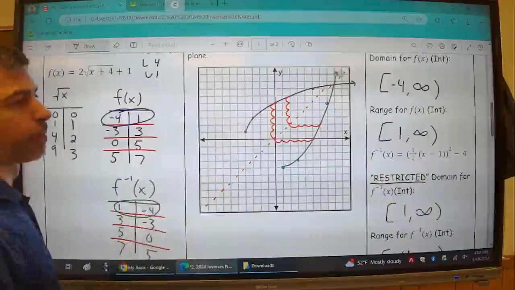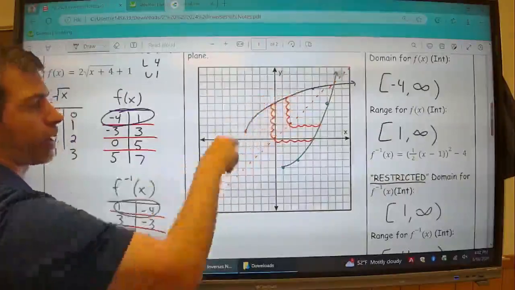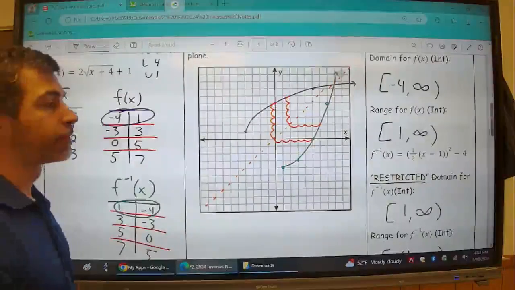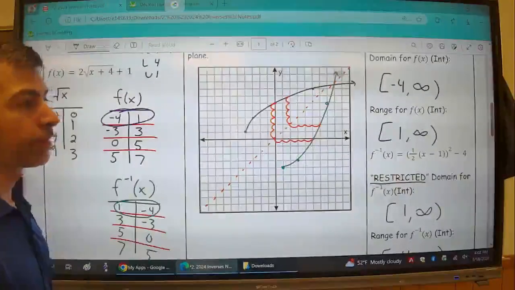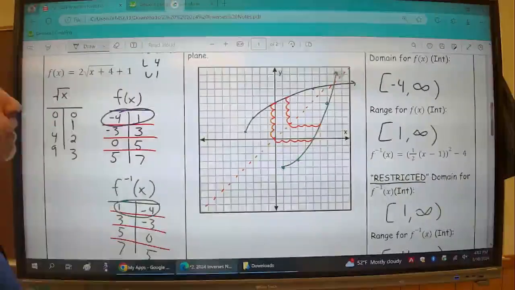So right here, we have no problem. My purple and my green perfectly reflect each other. So we're done. That's what you do for a table. That's what you do for a graph.